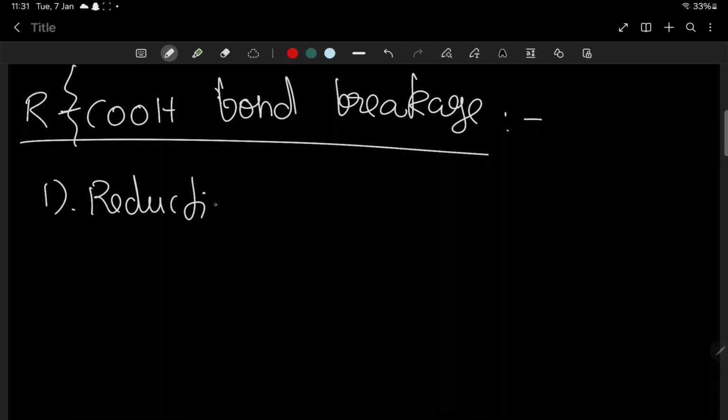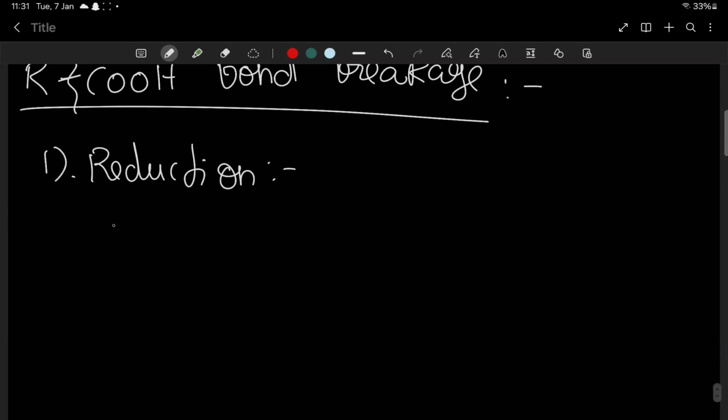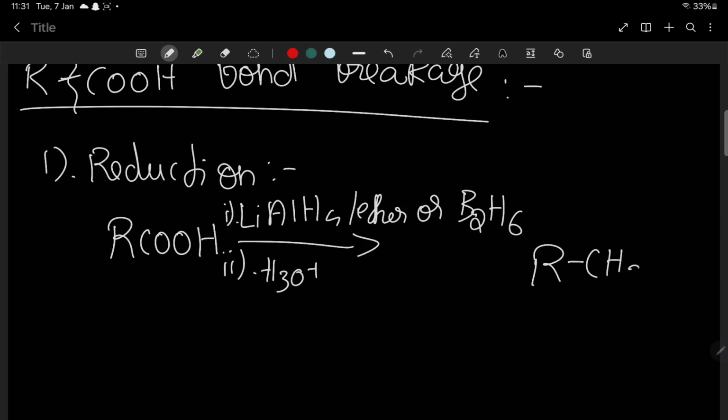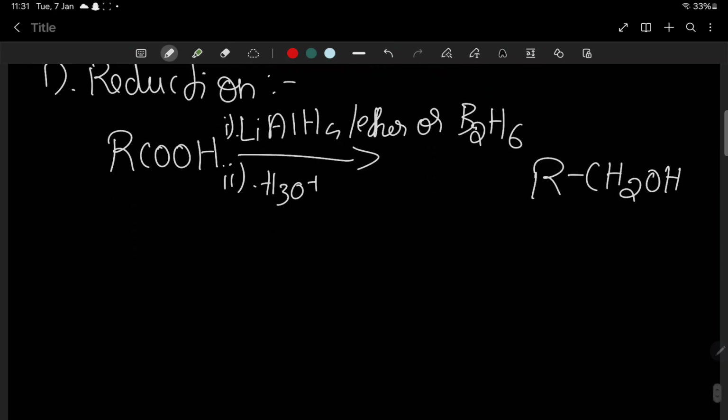That is one. Reduction. You know that if you reduce an acid, you get corresponding alcohol or corresponding hydrocarbon respectively. So first one is reduction to corresponding alcohol. Take LiAlH4. It is expensive, still we'll use it. Okay, and H3O plus. You can use LiAlH4 in ether medium, or one more option I am giving you. You can use B2H6, that is diborane. You get RCH2OH as a compound. This is the reduction.